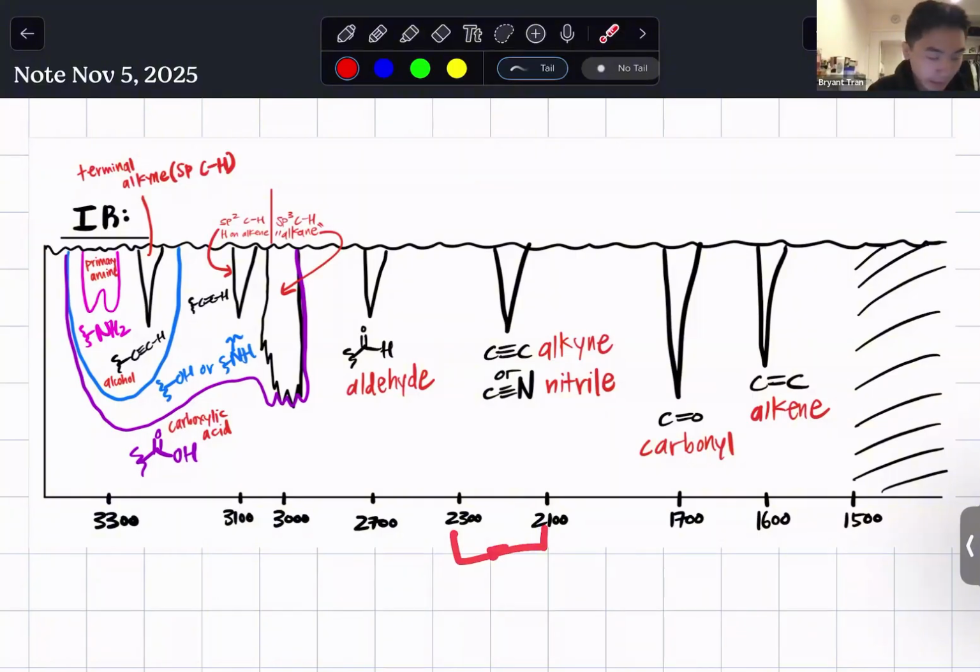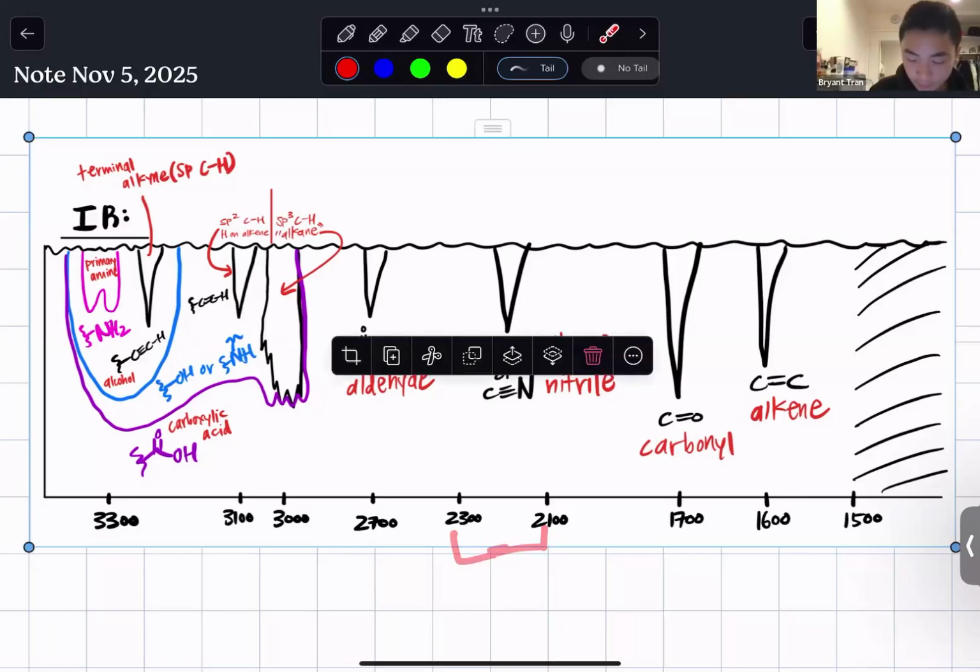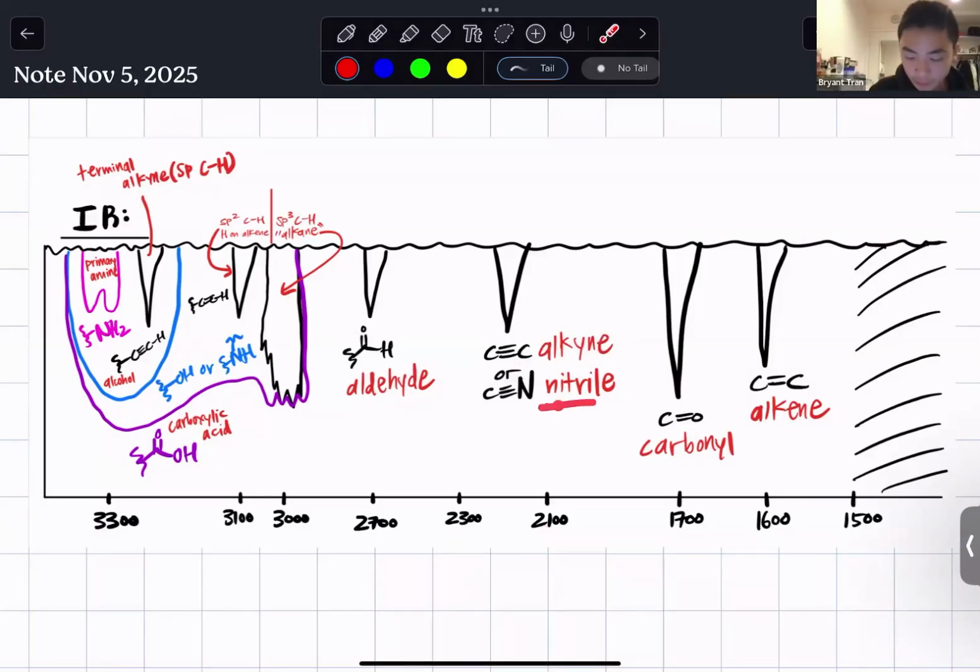Okay, and now if you see any peak between 2100 and 2300, I call that the triple bond region, where we have either an alkyne, a carbon triple bonded to another carbon, or a nitrile, a carbon triple bonded to a nitrogen, right? Both of these have triple bonds, which is going to be in the triple bond region, 2100 to 2300.